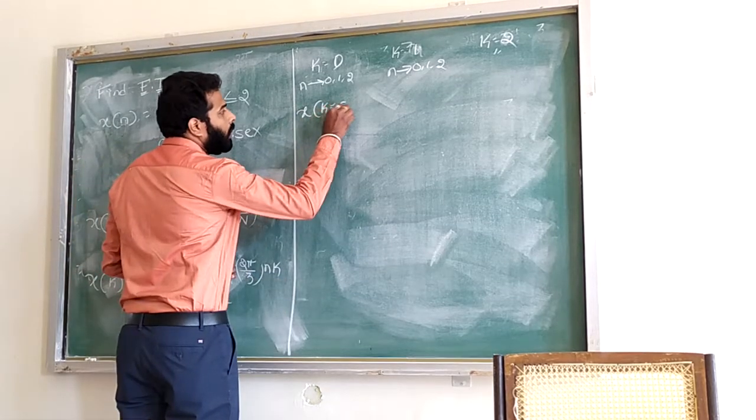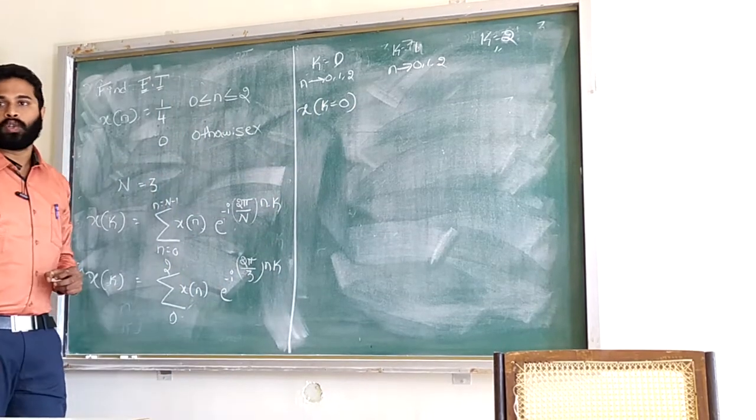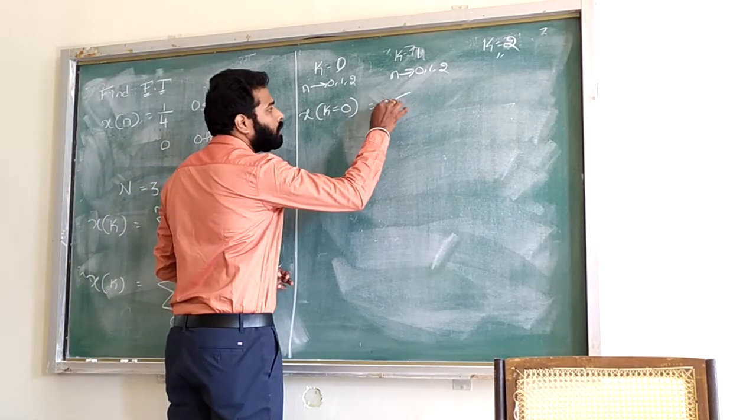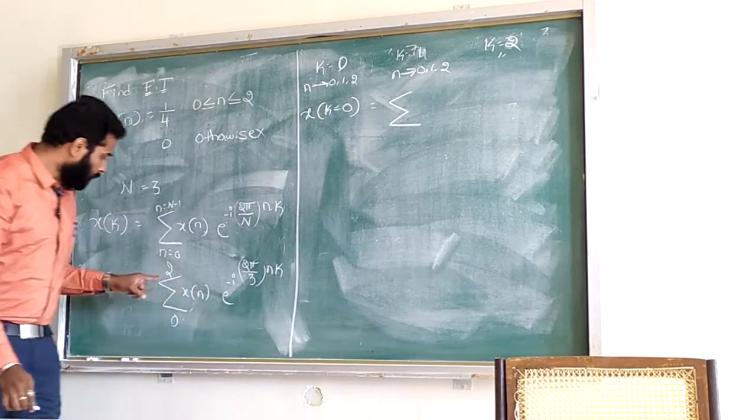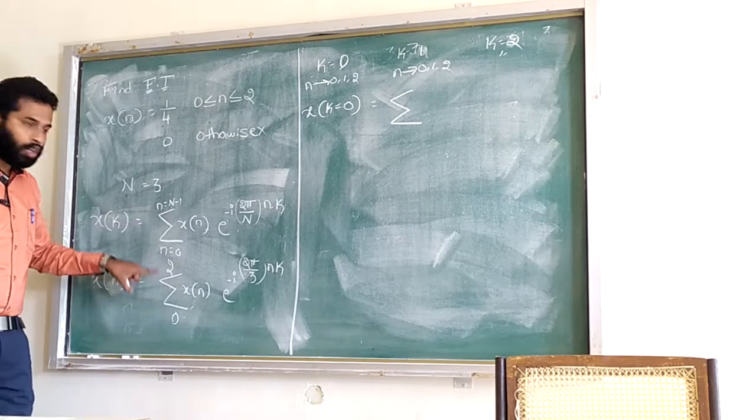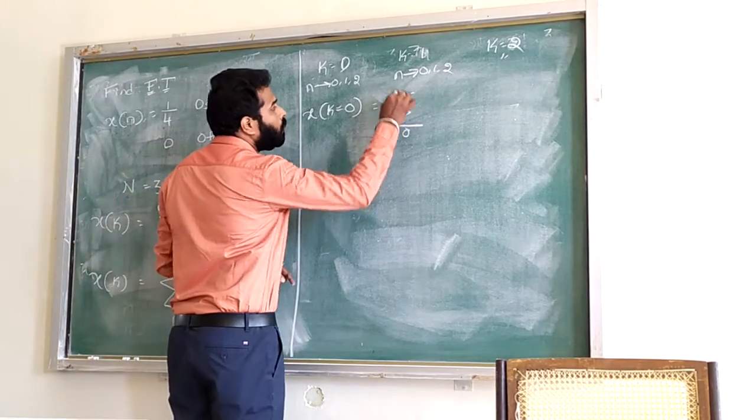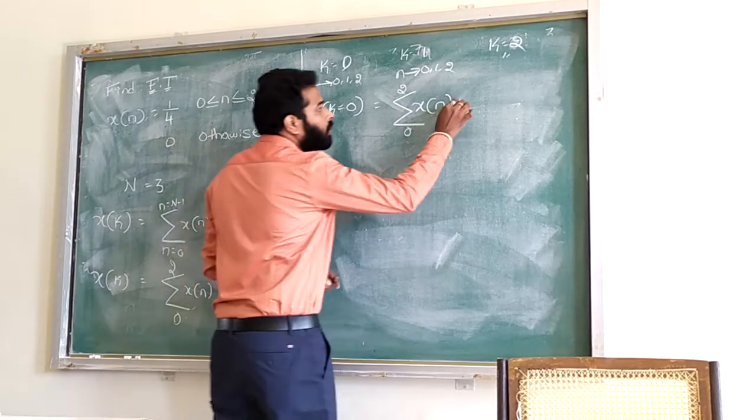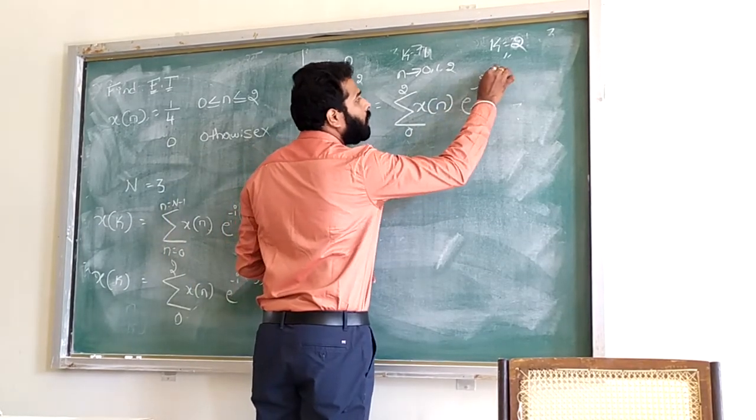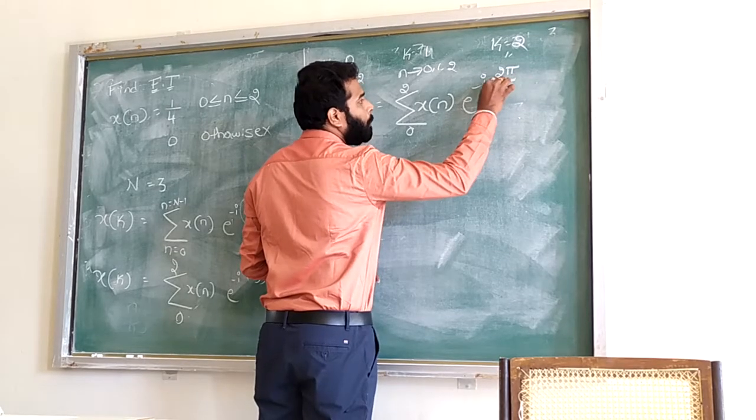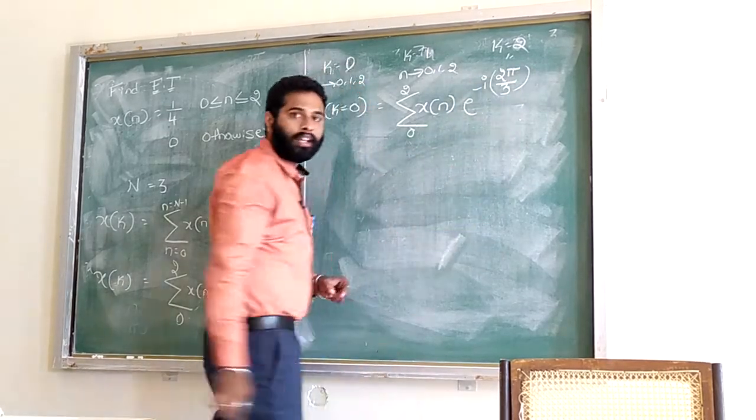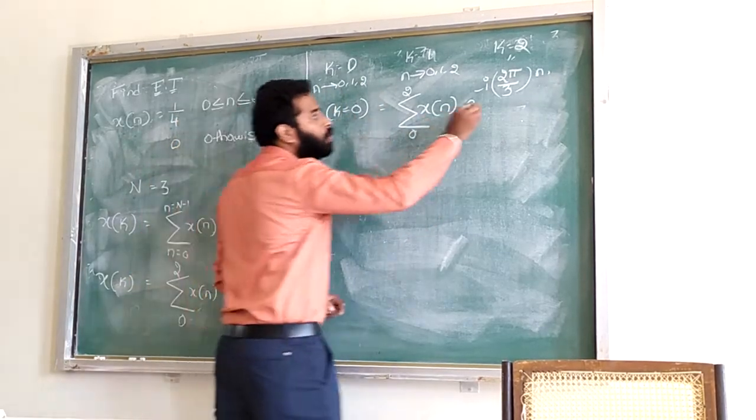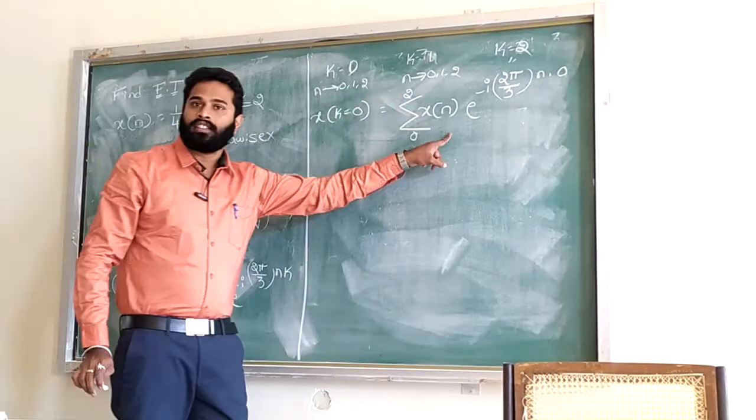Now first x at k is equal to 0. We start with x at k is equal to 0. So the general equation is summation n is equal to 0 to N minus 1, that is 0 to 2, x of n, okay, e raised to minus j 2 pi divided by capital N, that is 3, into n into k. First we write n as it is. Now k is equal to what? 0. K is equal to 0. Now this is our general equation.